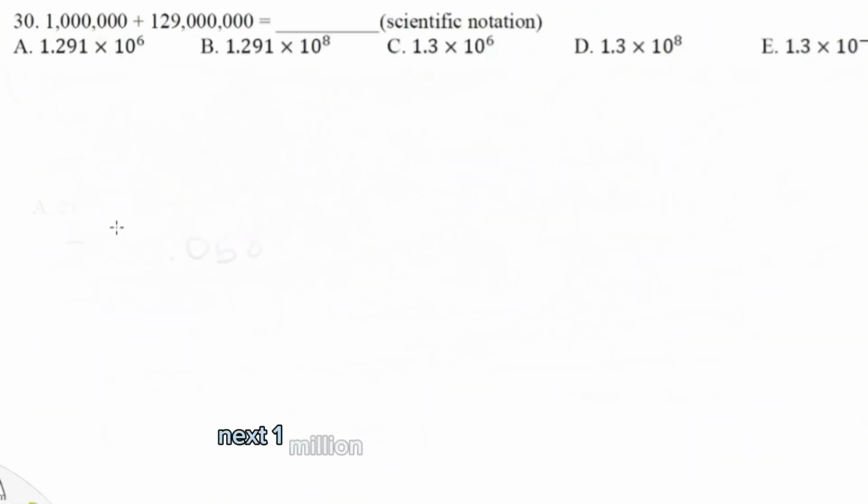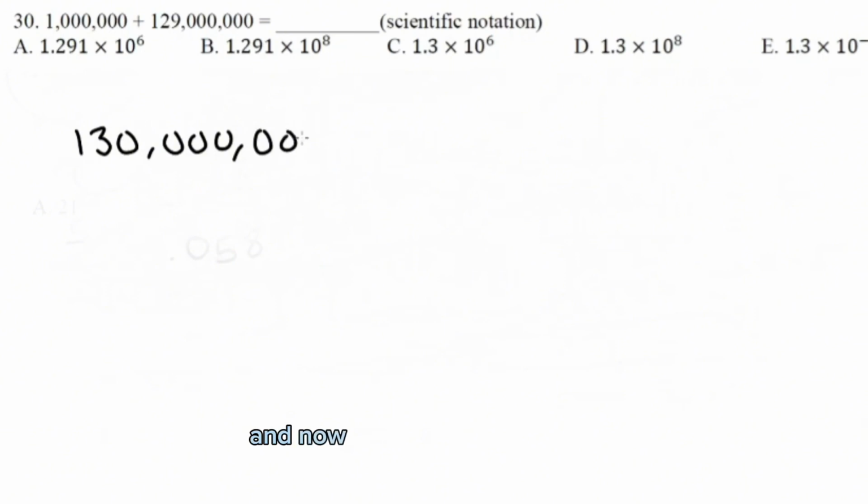Next, 1 million plus 129 million equals what in scientific notation? Alright, this is actually a very simple problem. All you have to do is first add these. That's 130 million.